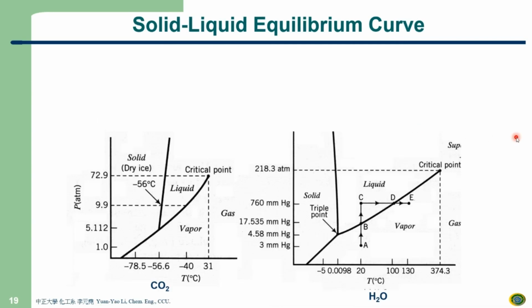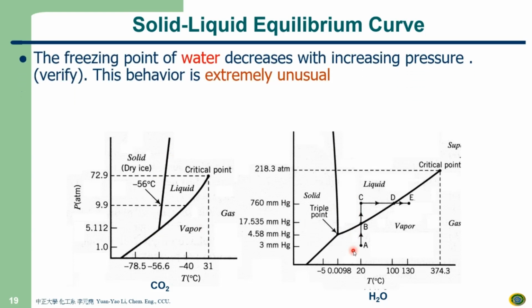Right. So when you compare the phase diagram of carbon dioxide, this is carbon dioxide, and this is the phase diagram of water. So what are the differences between these two? You know the slope here is positive, the slope here is negative, right? Okay, why? Because of hydrogen bonding.